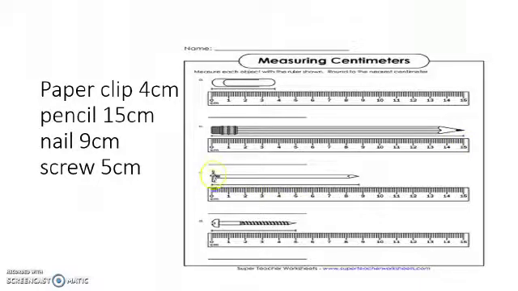Similarly, you can see this nail exactly placed at 0. You have to keep the scale at 0 and then see where it ends. It is ending at 9. So the measurement of this nail is 9 centimeters. And similarly this screw, you can see very carefully it is placed at 0 of this scale and it is measuring 5 centimeters. So I hope you have understood how to measure things with the scale.